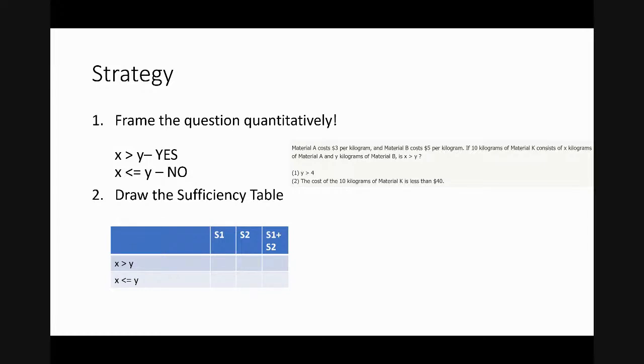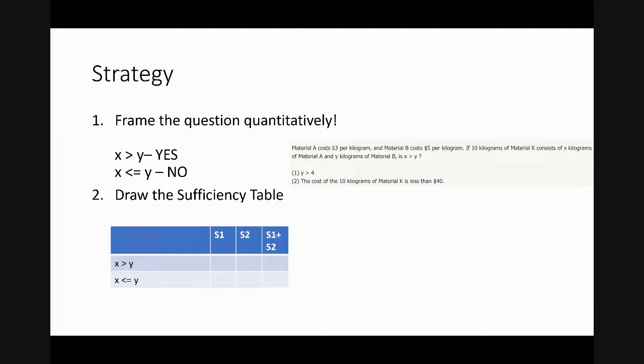So what would happen if both of them are 5 kilograms? So I'm mixing exact same amount of material A and exact same amount of material B. If I am mixing the exact same amounts, what would be the resultant price of material K per kilogram? Yeah, it will be $4 per kilogram. Exactly. That is totally right.